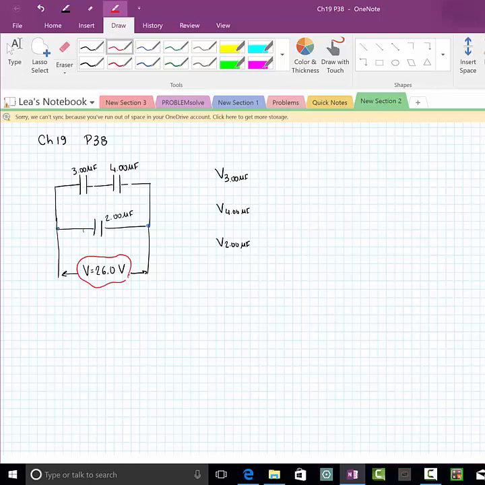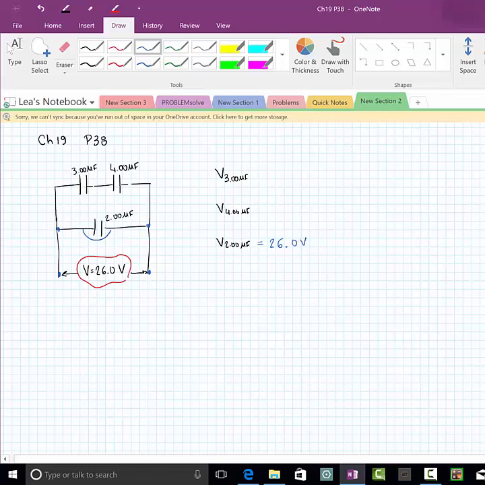For the first capacitor, this capacitor of 2 microfarad here, it's trivial to find this voltage, right? Because this is the full voltage that is applied in the whole network. We go from here to here. This is the same point as these two. So for these 2 microfarad, we just have 26 volts. Don't have to think much more about this.